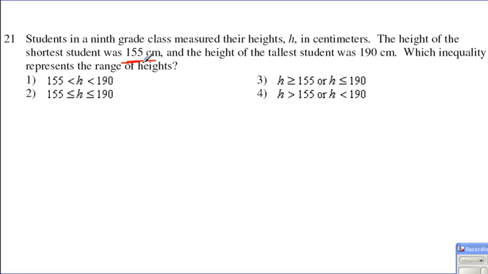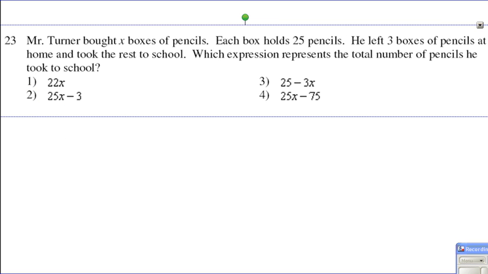The shortest student was 155, that means 155 has to be included. And the tallest student was 190, that means 190 has to be included. So it has to be basically 155 through 190, but including those two values. Therefore, choice 2 would have been our answer.